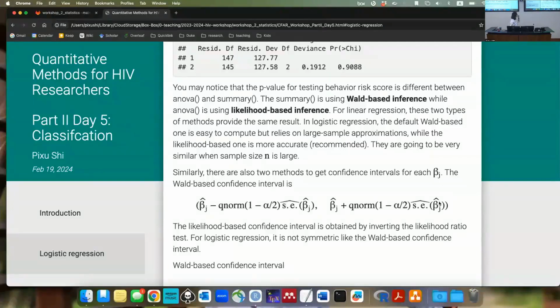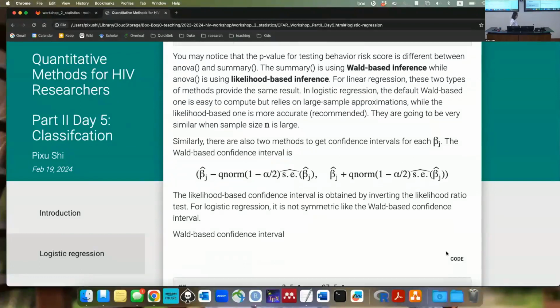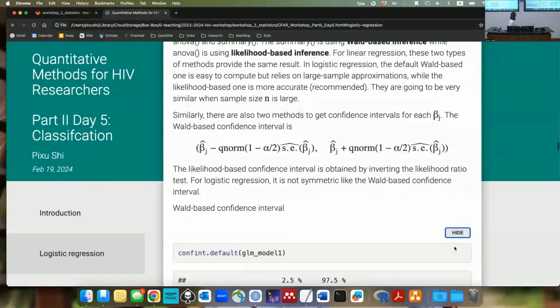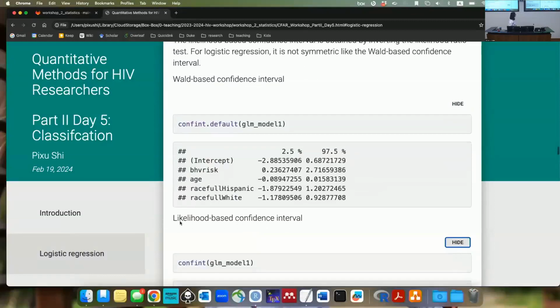But for likelihood ratio test, it's not symmetric. You cannot do it yourself by hand. The software will give you that. So by default, if you use the confint function on the logistic regression outcome, you will get the likelihood ratio test confidence interval. But if you really want the Wald interval, you need to use an extra argument in your function.